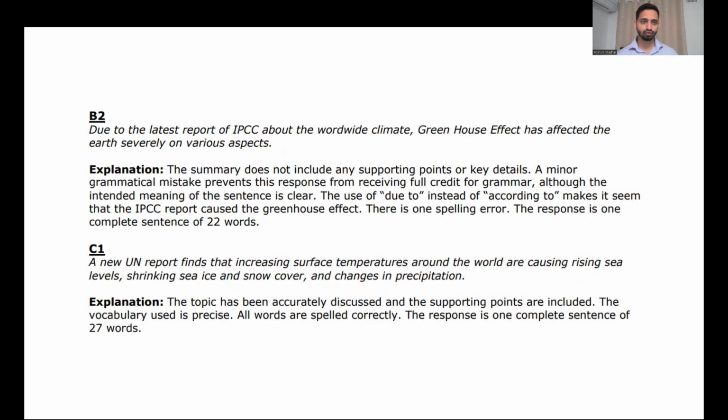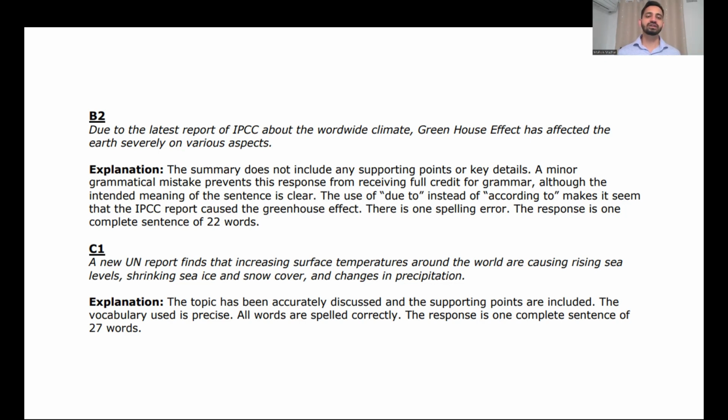In terms of B2, let's read their summary first. Due to the latest report of IPCC about world climate, greenhouse effect has affected the Earth severely on various aspects. So it does talk about various aspects, and it summarizes it in that way because they've given you a lot of information and a lot of aspects, but still it's not enough in my opinion. So let's read the explanation here.